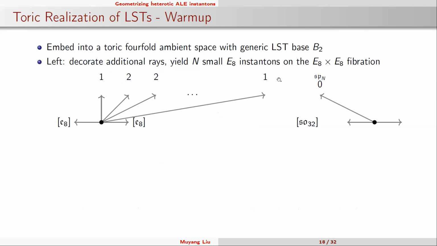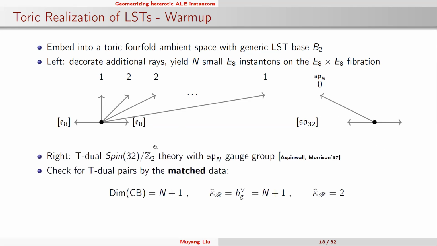Namely, we embed the generic Lagrangian series base B2 into the toric fourfold, such that we decorate additional rays into the Lagrangian series base B2, where each ray is associated to yielding additional n copies of the E8 instantons. Those additional rays are very trivial because they don't support any non-trivial gauge algebras. And in the T-duality fibration structures, it is reflected that the T-dual series will have non-trivial gauge groups.